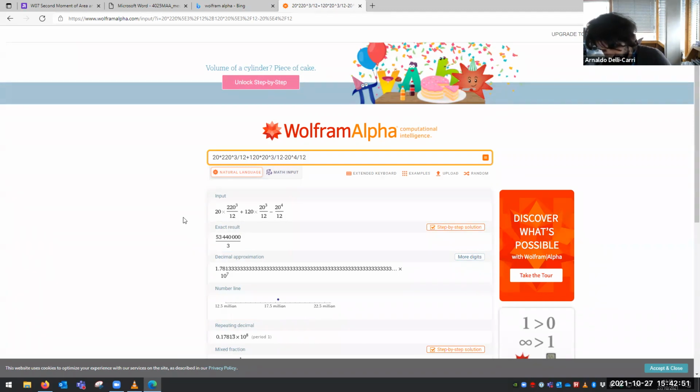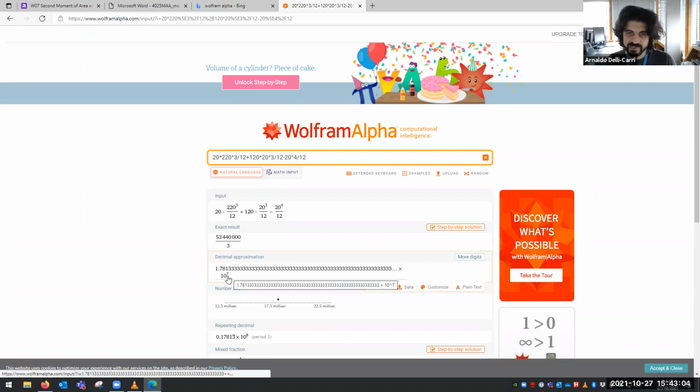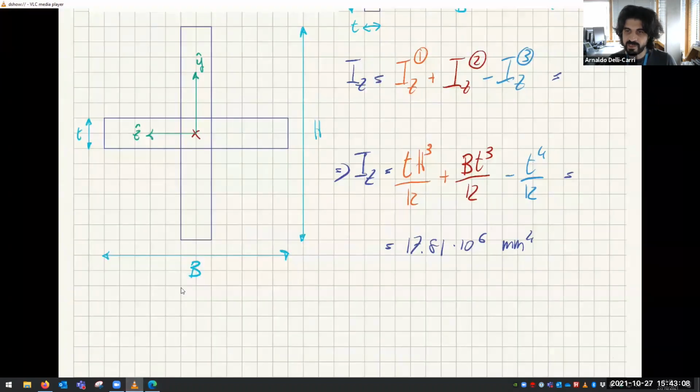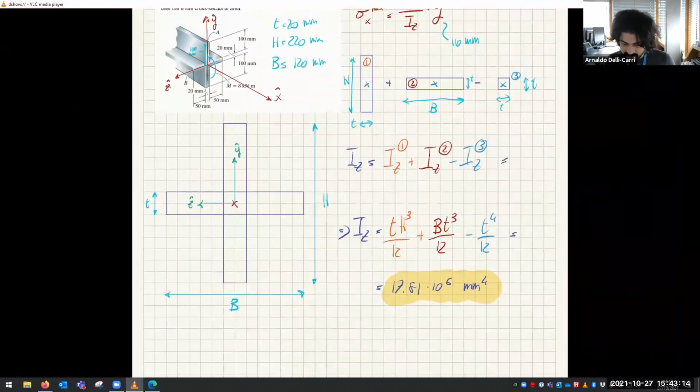This is equal to 17.81 times 10 to the power of 6 millimeters to the power of 4. See, I don't like 10 to the power of 7. I like these to be multiples of 3 because we are engineers. So I'm just copying the result. And this is the Iz that I want.